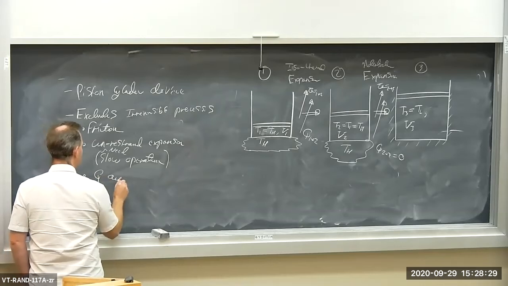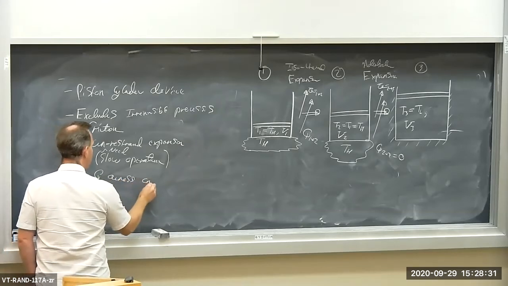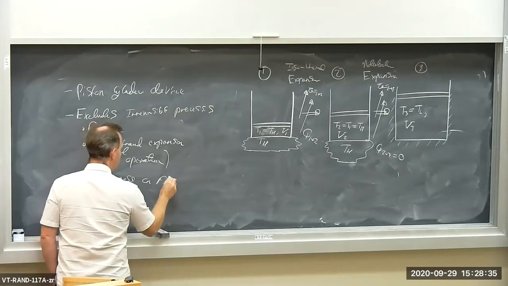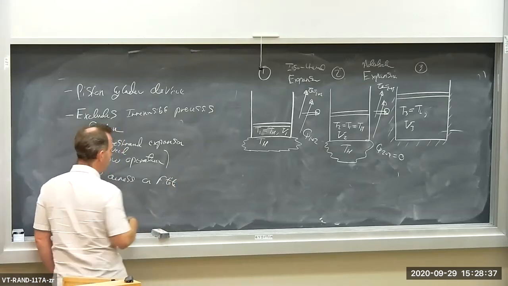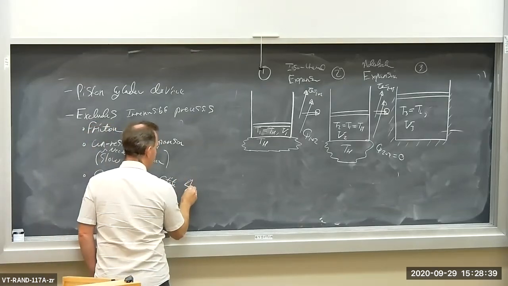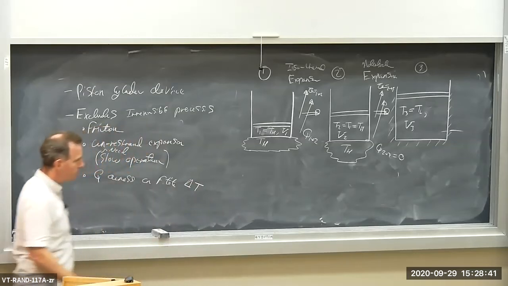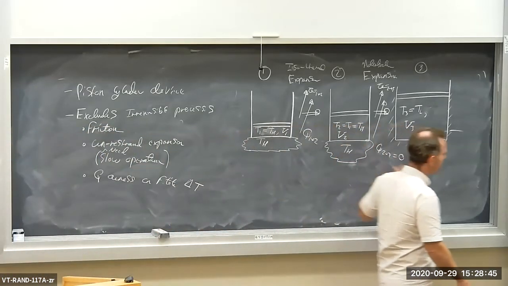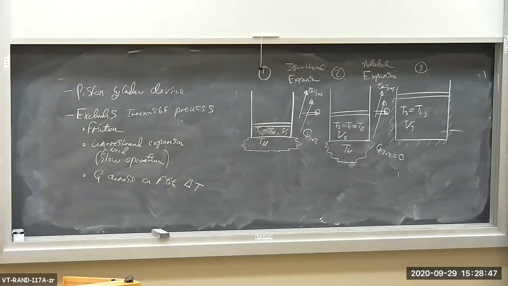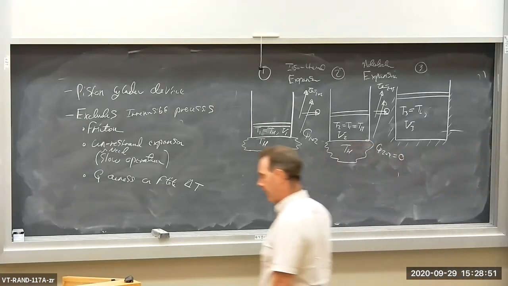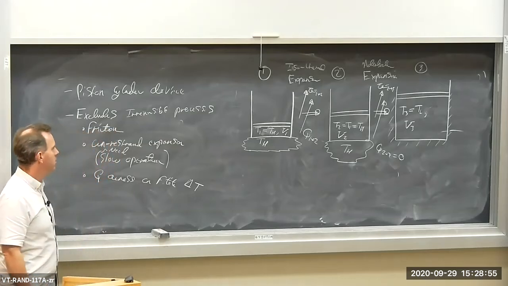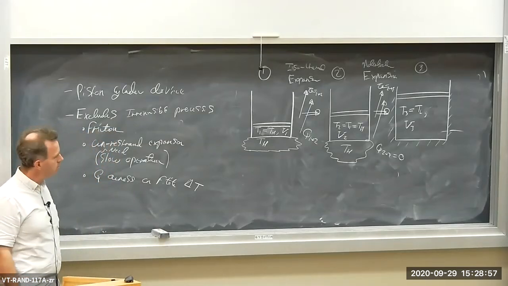Q across a finite, measurable, detectable, finite delta T. In our case, the heat transfers always occur when the system temperature is equal to the reservoir temperature, so we don't have a delta T. The delta T is 0 in that case. So delta T goes to 0 during the cycle.